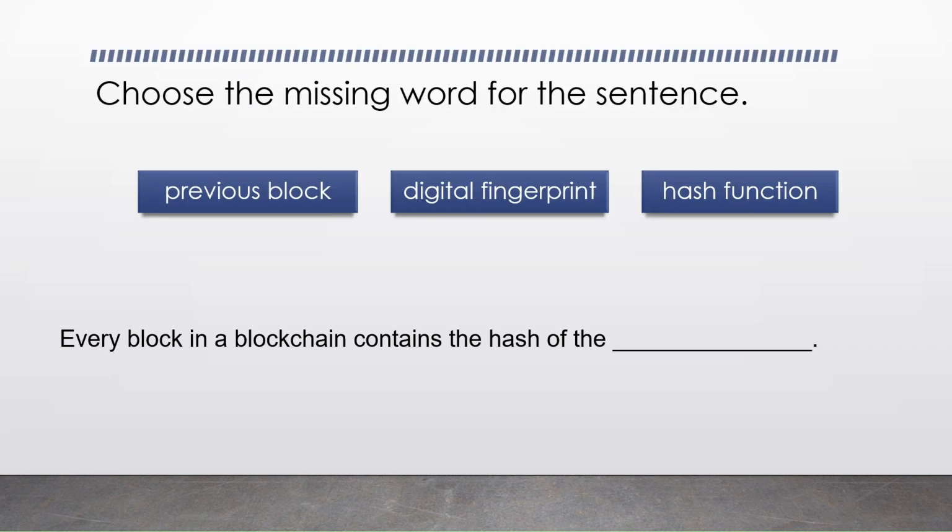So we have our three words that we can choose from at the top here. We've got the previous block, digital fingerprint, and hash function. The first sentence here says, every block in a blockchain contains the hash of the... Go ahead and pause the video. Let us know what you think the missing words are there in the comments below. Okay, so every block in a blockchain contains the hash of a what? We should remember from the many times that I said it in this video. Contains the hash of the previous block. Good. Good job, everyone.